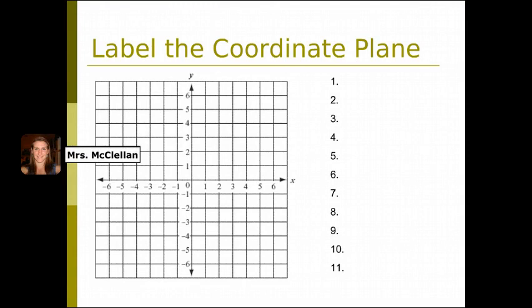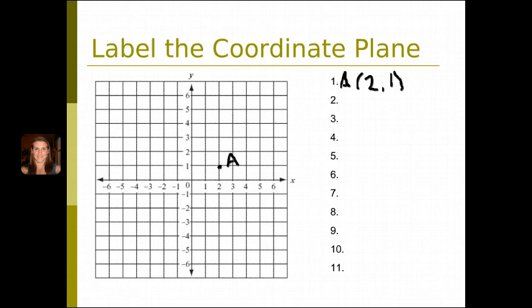Now we are going to label a coordinate plane. When we label a coordinate plane, we use ordered pairs. Our first ordered pair is (2, 1). So we go over 2 from the origin, up 1, and put a dot. And we'll label that with A.